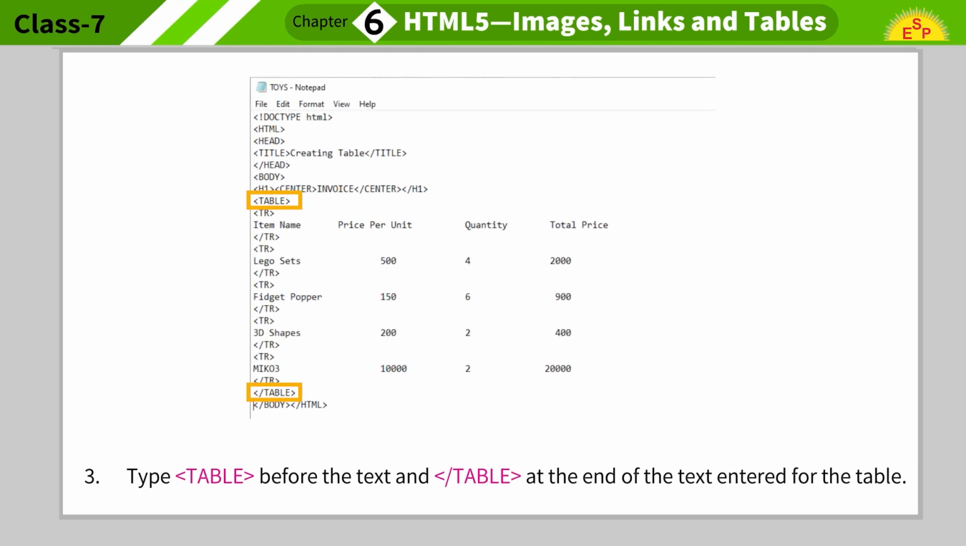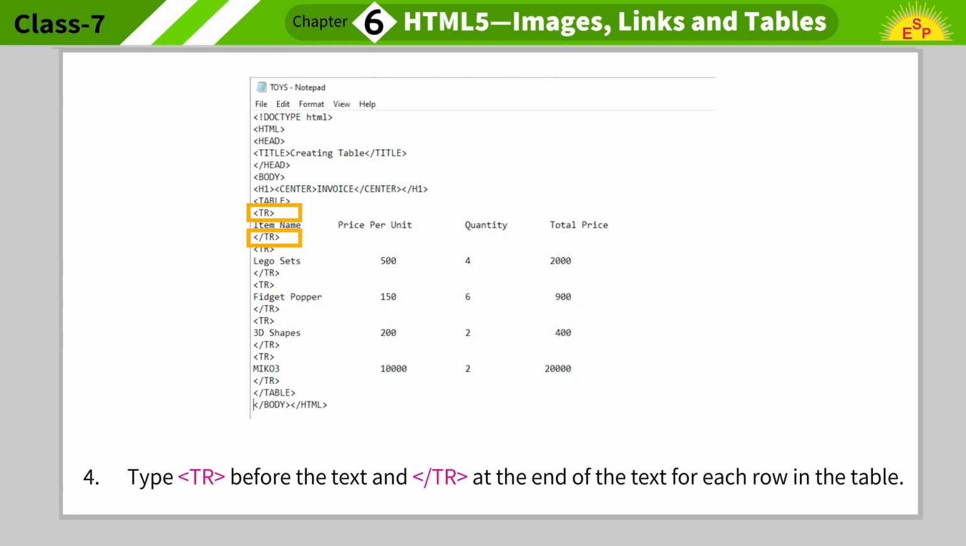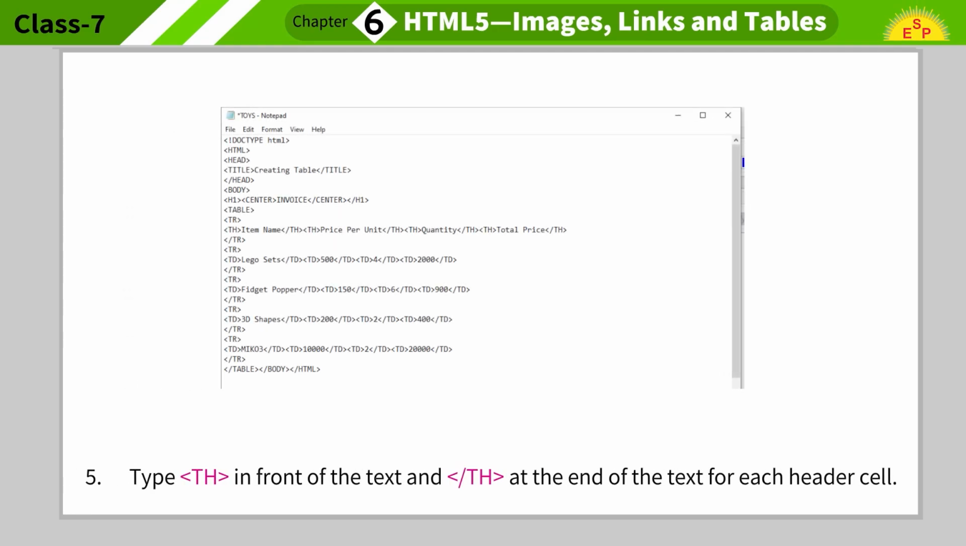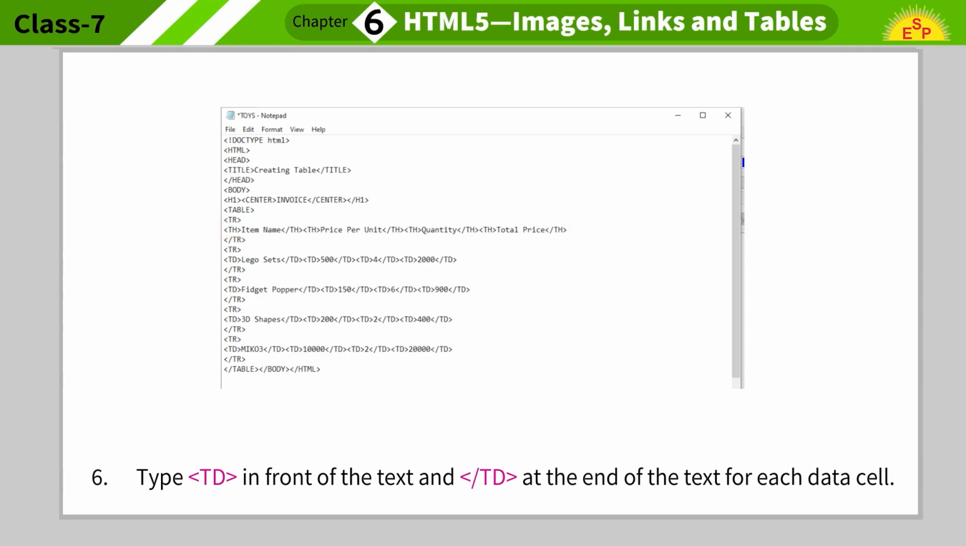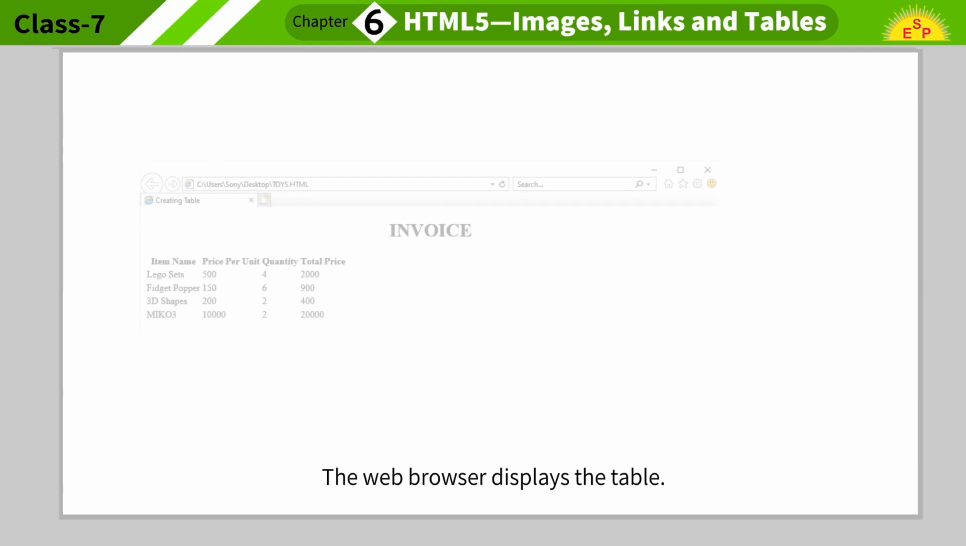Type table before the text table and at the end of the text entered for the table. Step 4. Type TR before the text and TR at the end of the text for each row in the table. Step 5. Type TH in front of the text and TH at the end of the text for each header cell. Step 6. Type TD in front of the text and TD at the end of the text for each data cell. The web browser displays the table.